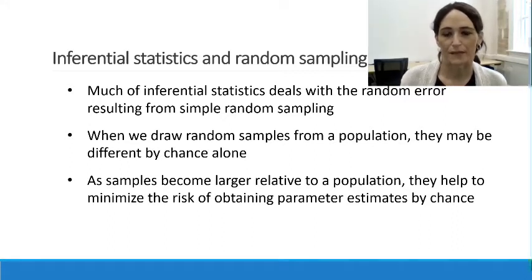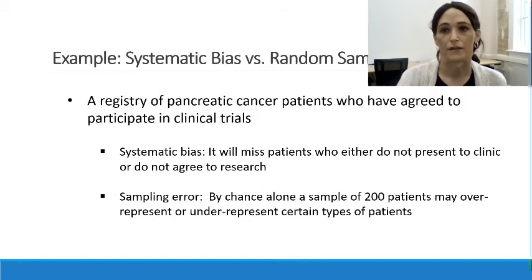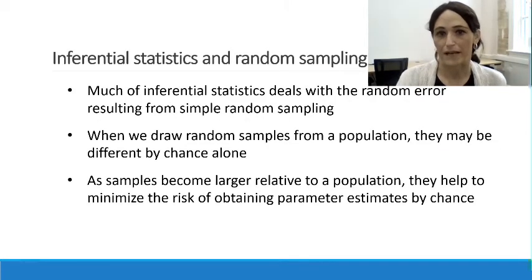Okay, so as samples become larger relative to a population, they help to minimize the risk of obtaining a parameter estimate by chance alone. This idea of by chance alone is a really important statistical concept, because there is going to be that issue whenever we draw a sample that it may just by chance alone differ from the population.